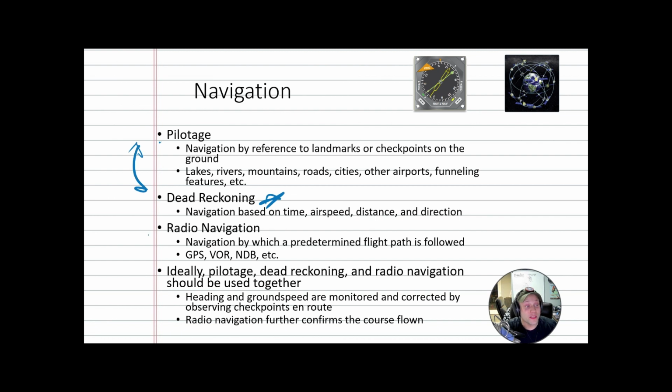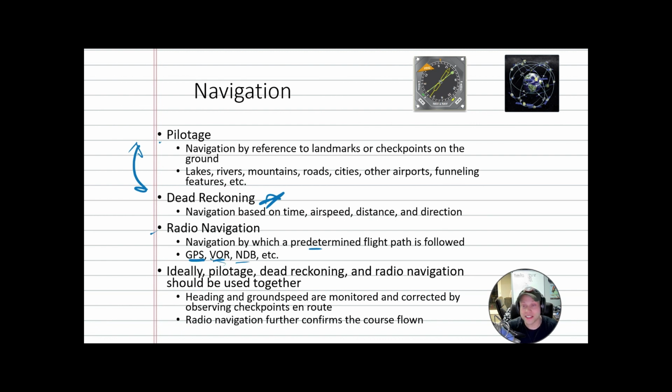Then there's radio navigation, by which a predetermined flight path is followed. So GPS, VOR, NDB. GPS, obviously, you guys are probably familiar with this from your car GPS systems. It's a satellite-based navigation system where we use multiple satellites and ground stations to navigate.